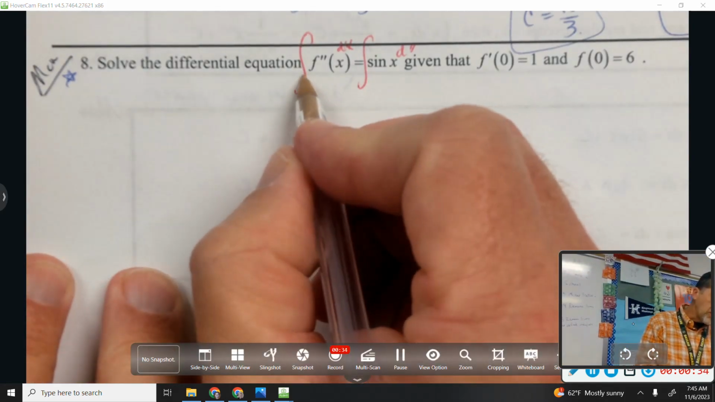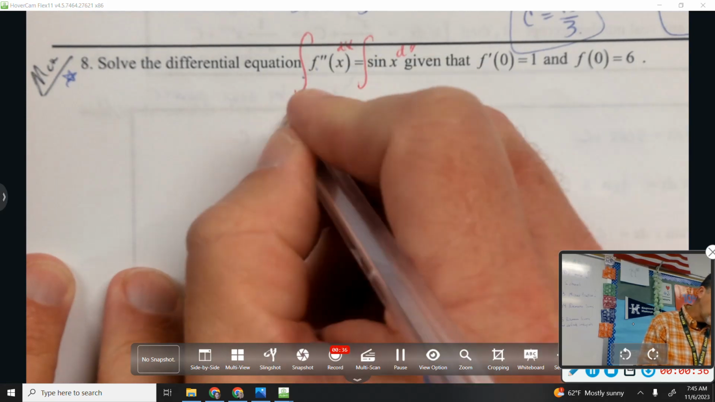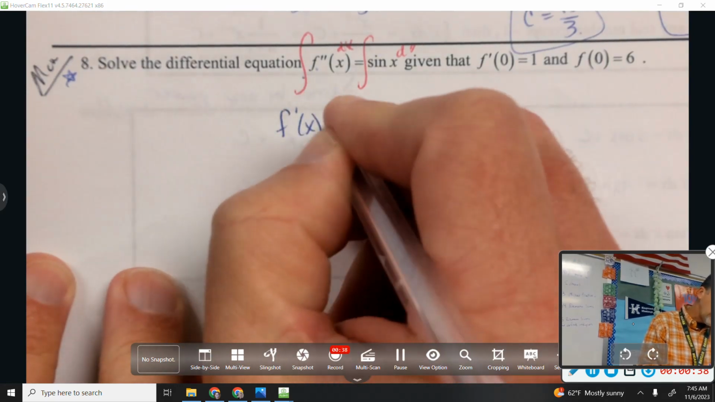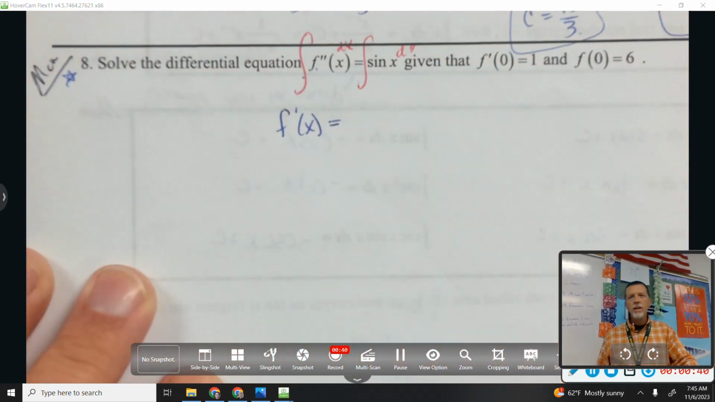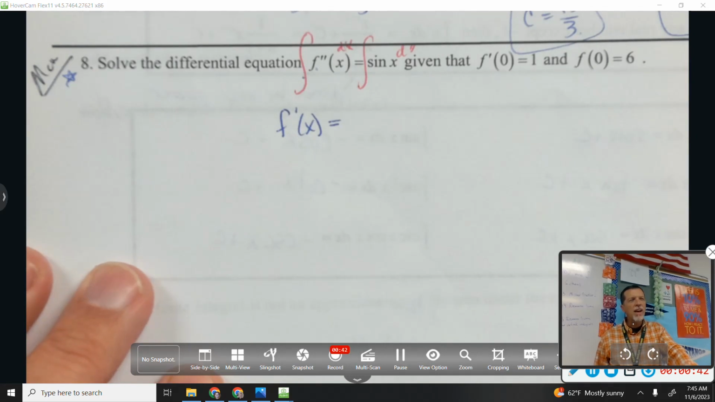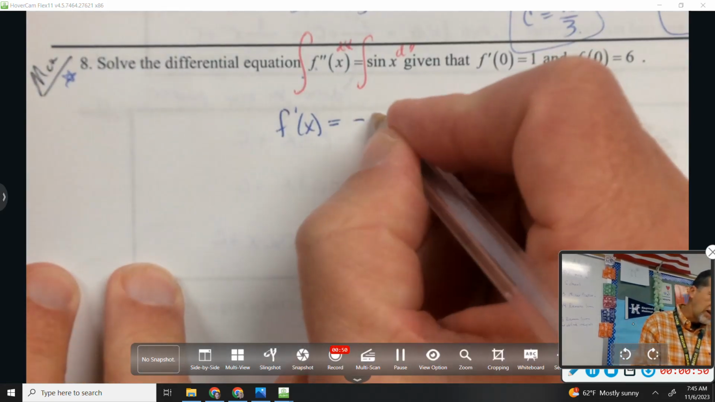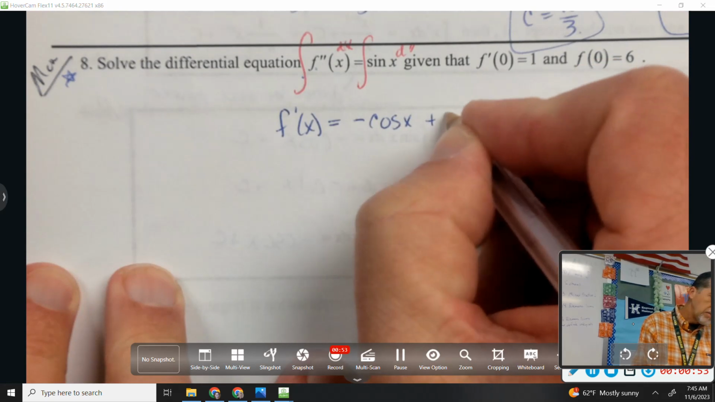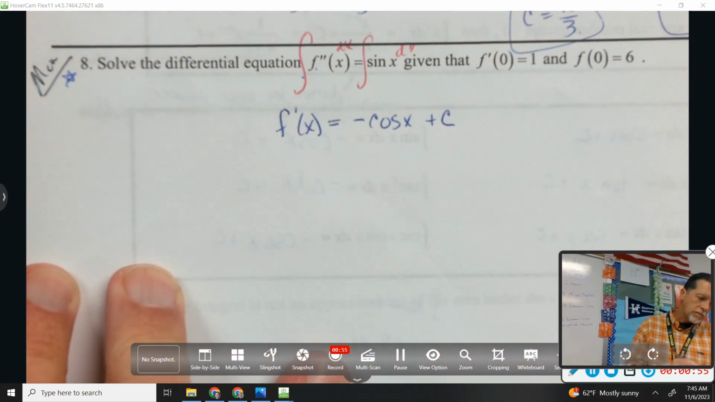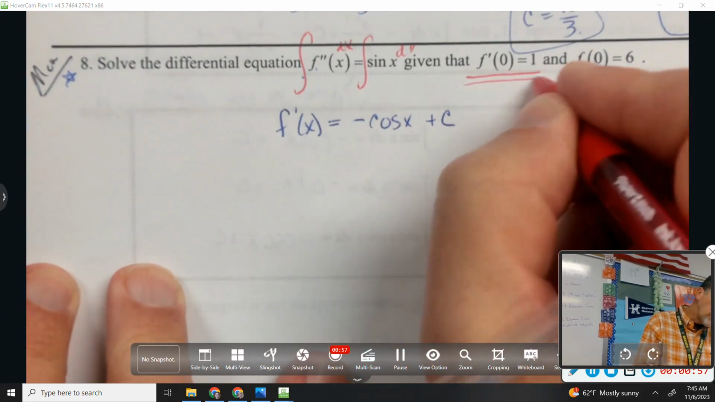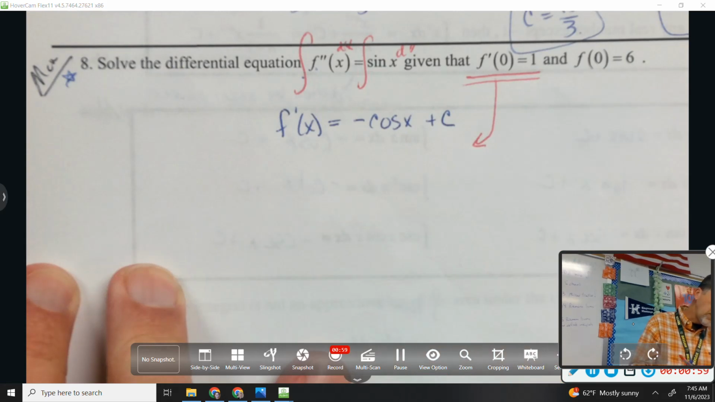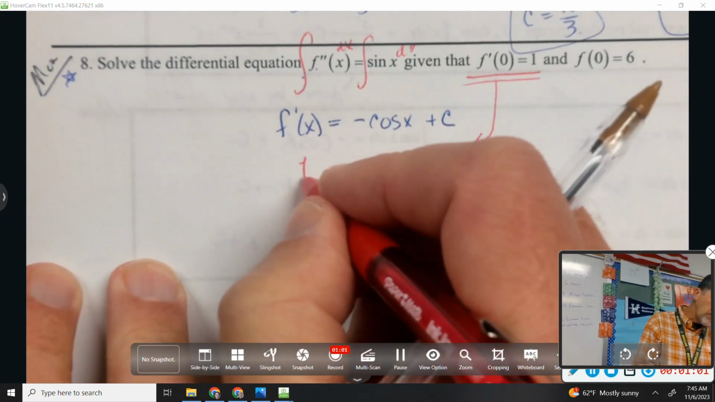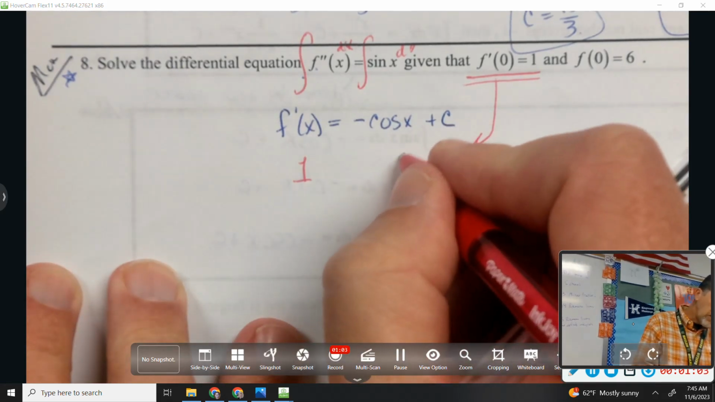So the antiderivative of the second derivative gets us back to the first derivative. How about the antiderivative of sine? What function has a derivative of sine? Good. Negative cosine. Negative cosine of x plus c. So let's use our first derivative information. So the first derivative is equal to 1 when x is equal to 0.